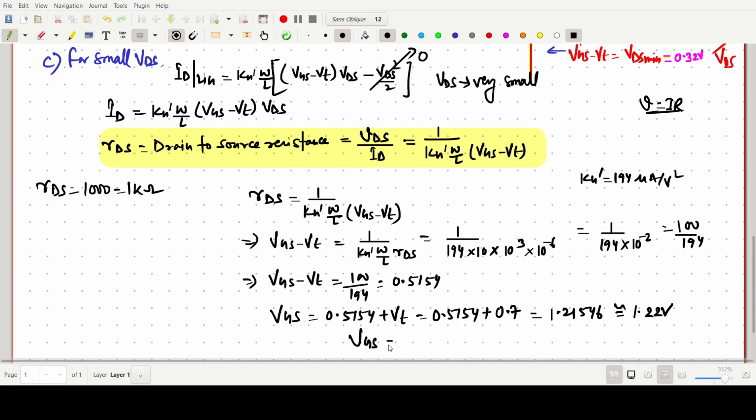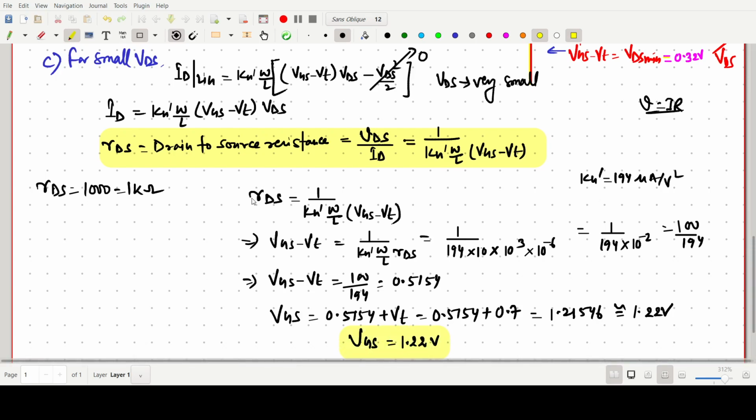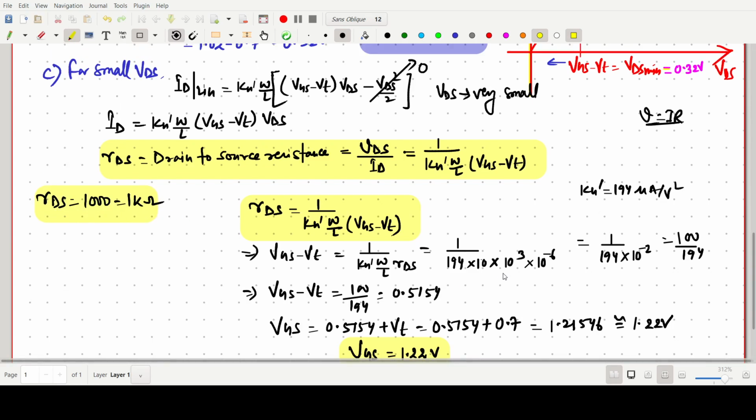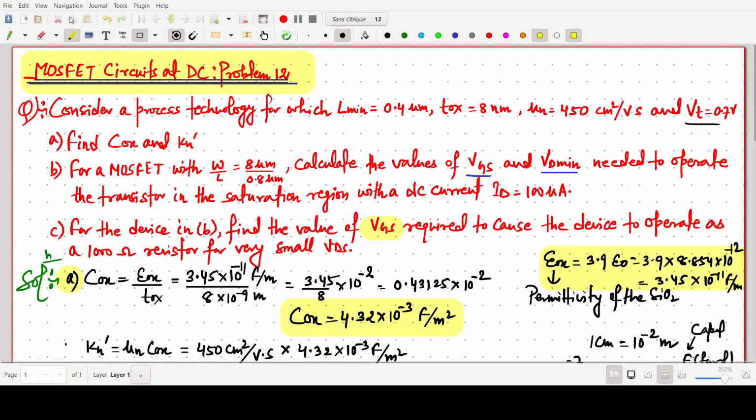So the gate to source voltage required for this question, when the device is in the linear region with a small VDS, will be 1.22 volt. So this one we have calculated, and here RDS is given for all these things. So this is all about this problem. We have already calculated everything.